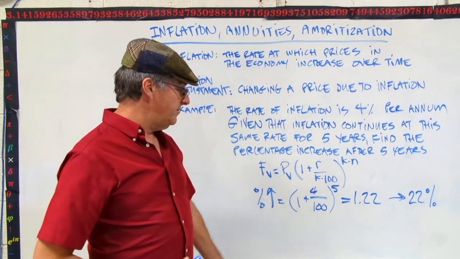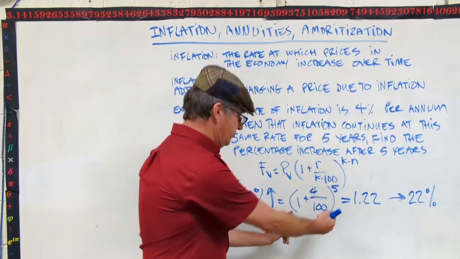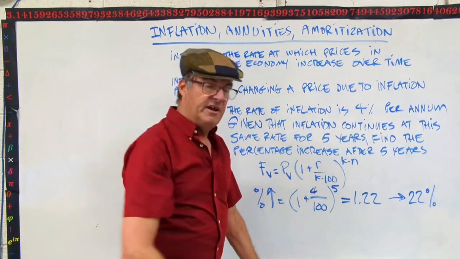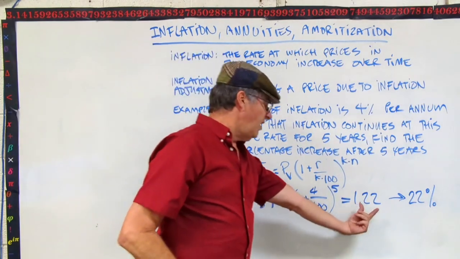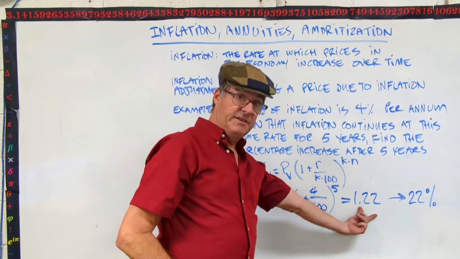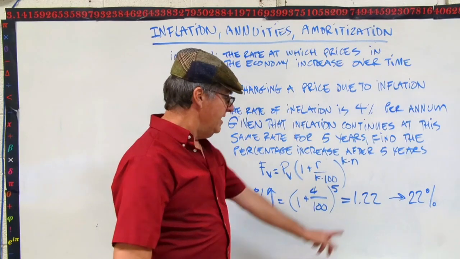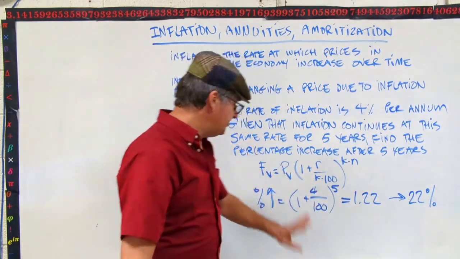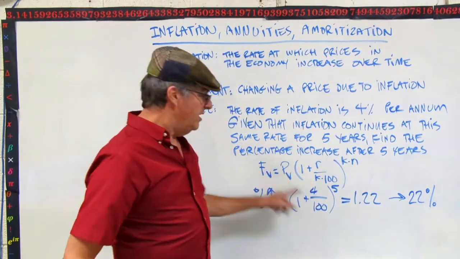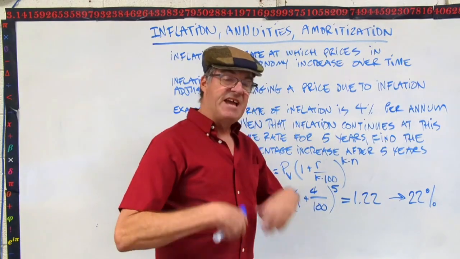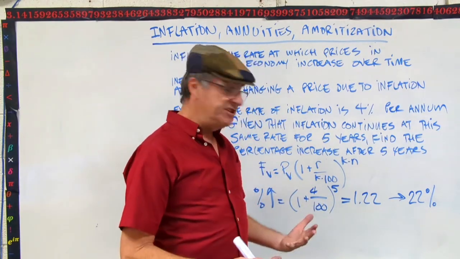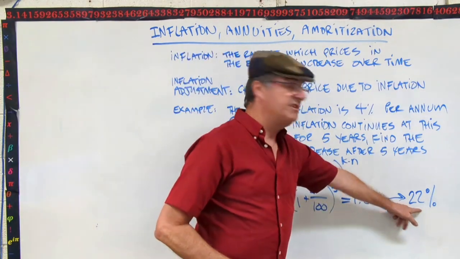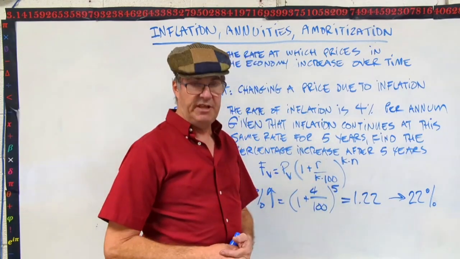Okay, so when I crunch those numbers, I get 1.22 for this deal here. Now remember, this is our R in our geometric sequence, right? If we're looking at it that way. The 1 here preserves the present value. The 0.22 is the actual increase, the percentage increase. So our percentage increase is 22%.